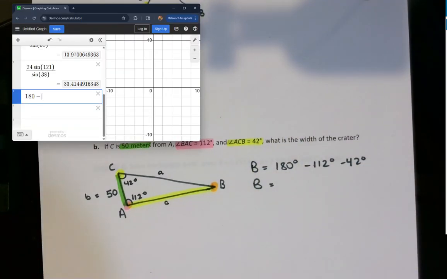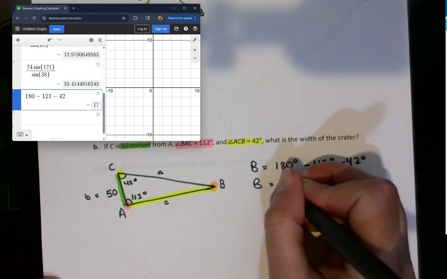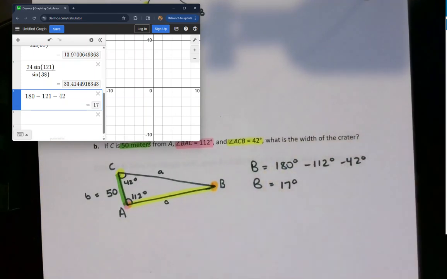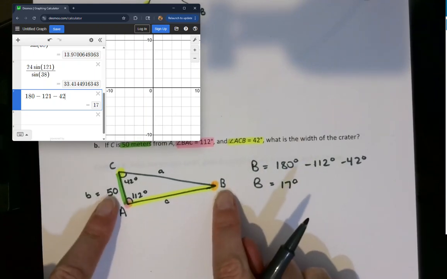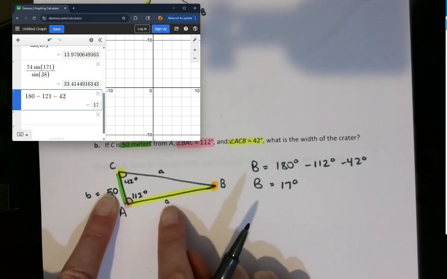So 180 minus 121 minus 42. B measures 17 degrees. Now I've got a pairing of a side and an angle, and I need side C. So I'm going to pair up the unknown side C with this angle.